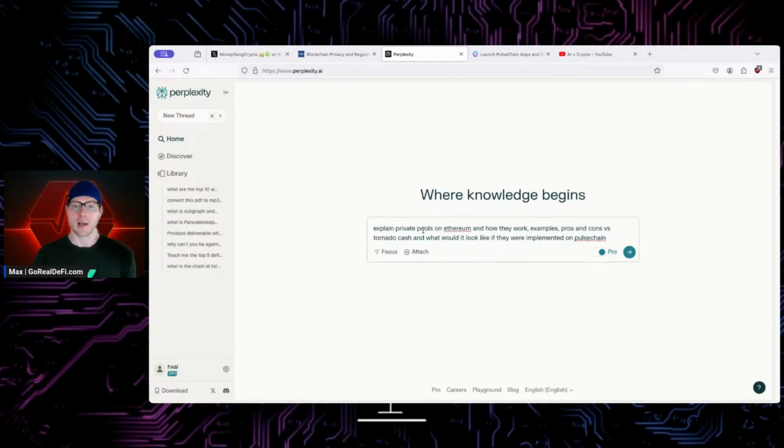So those privacy pools aren't a new thing. They're new-ish, but I think they already exist in Ethereum in different ways. But that's what I'm going to ask here. I'm going to say, explain privacy pools on Ethereum and how they work, examples, pros and cons versus Tornado Cash, and what it would look like if they were implemented on PulseChain. And let's see what it has to say.